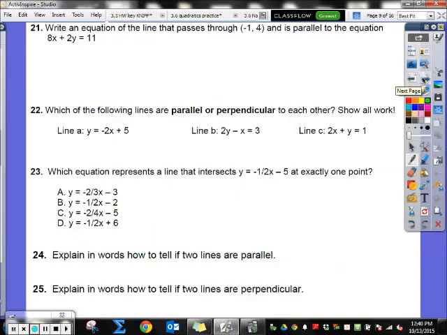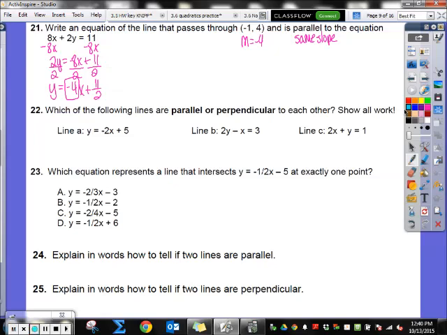Okay, so 21, write an equation of the line that passes through that point and is parallel to the given equation. So if I want a line that is parallel, I want them to have the same slope. So that means first thing I need to know is what is the slope to this line. So I'm going to have to put that in slope-intercept form so that I know what the slope is. So I know the slope of that line is 4. And since we want parallel, I'm going to use that slope. And I'm going to use that point, and I'm going to write an equation.